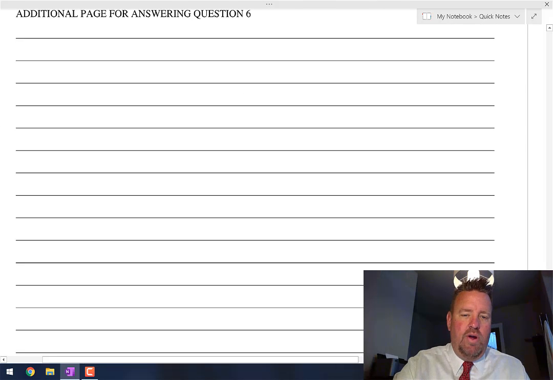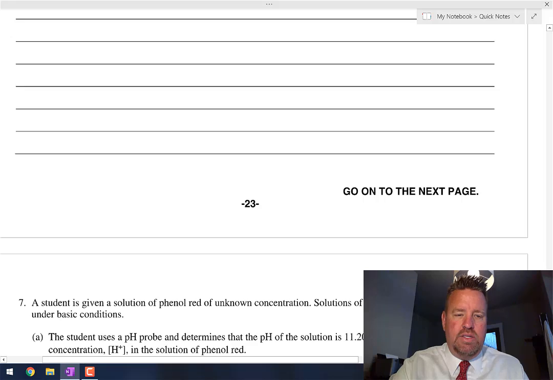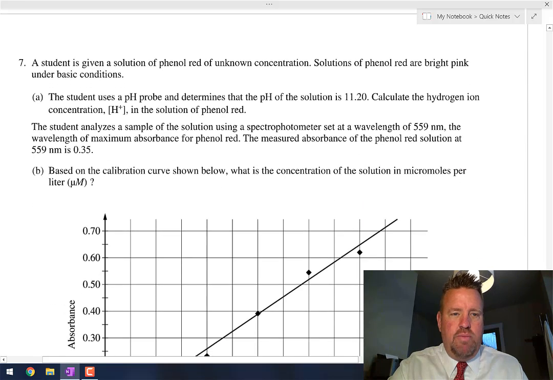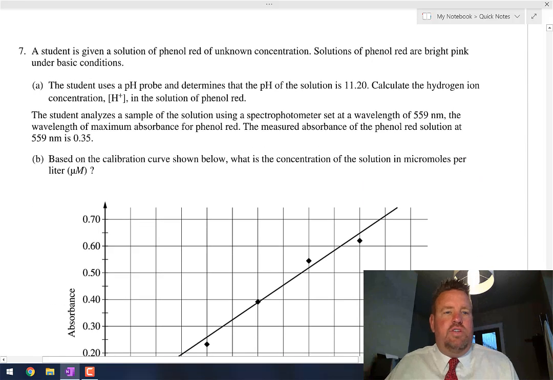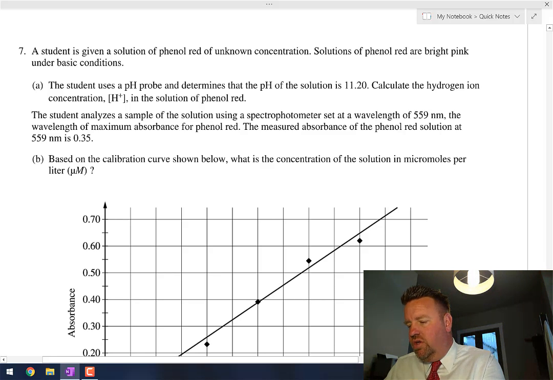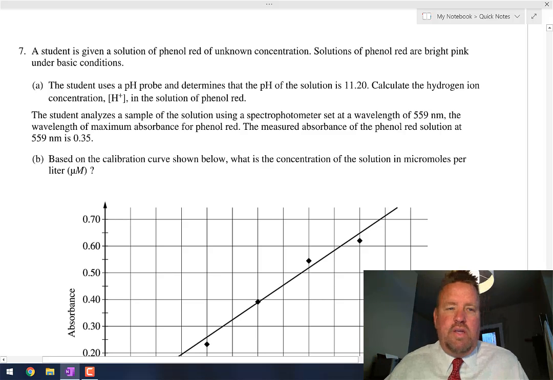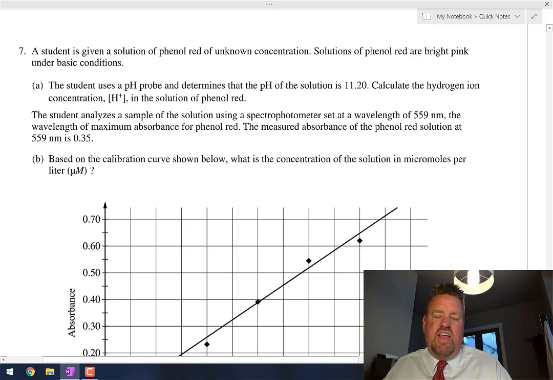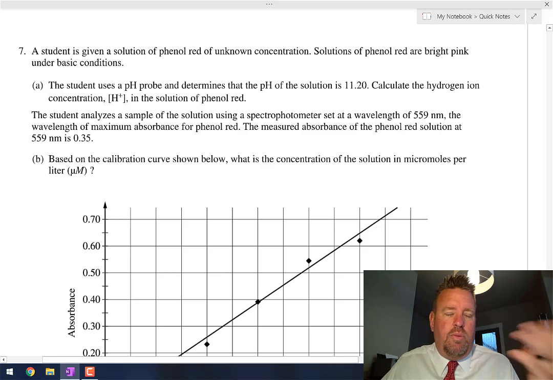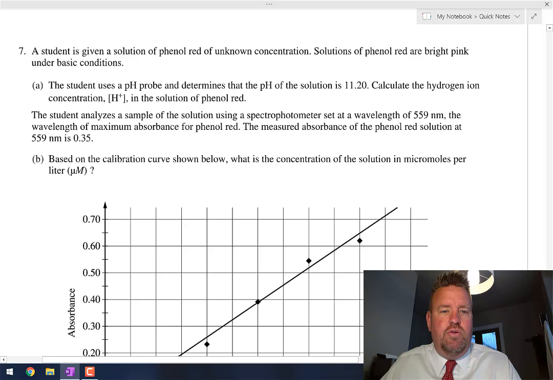And now we are on to our last question. Question number 7 says a student is given a solution of phenol red of unknown concentration. Solutions of phenol red are bright pink under basic conditions. So kind of like what we're used to with phenolphthalein, kind of that pink color. Phenolphthalein is clear when it's acidic, but it's bright pink or a purplish pink when it turns to a base.